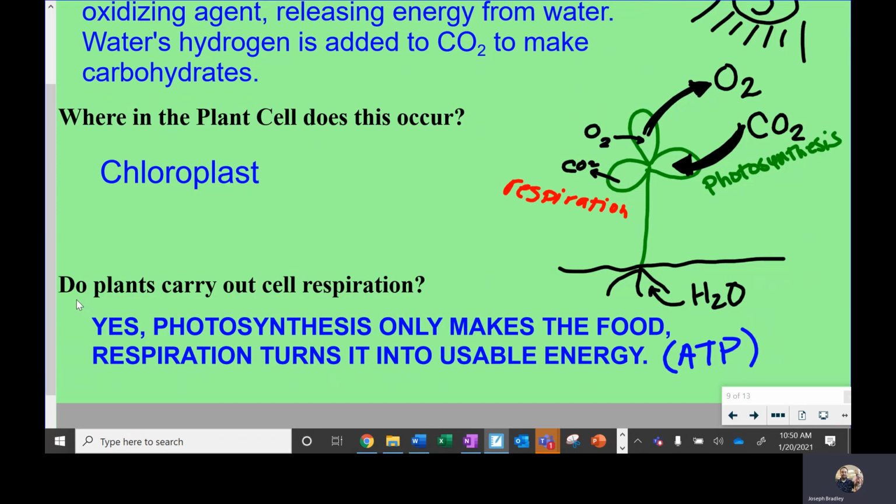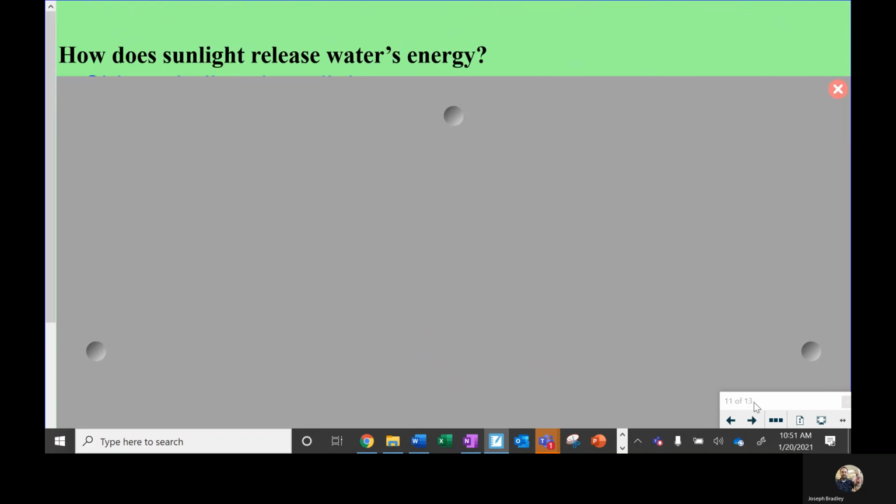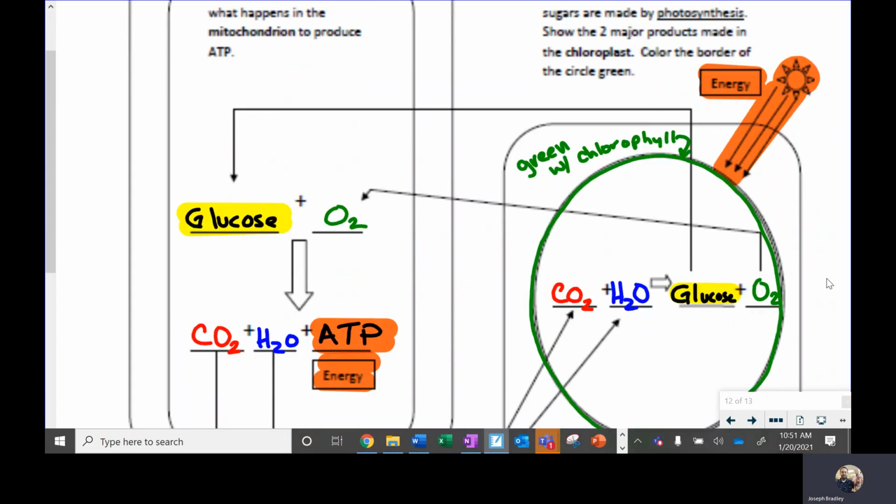So do plants carry out respiration? Yes. Photosynthesis only makes the food. Respiration turns it into a usable energy source. The final page has an overall diagram of this process. And this is how you should fill out this diagram.